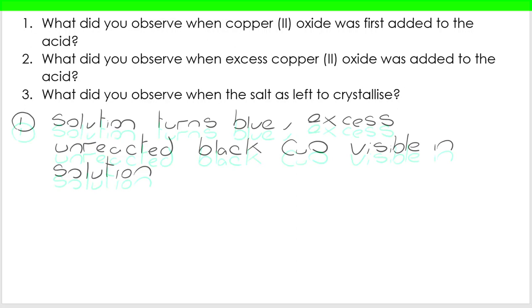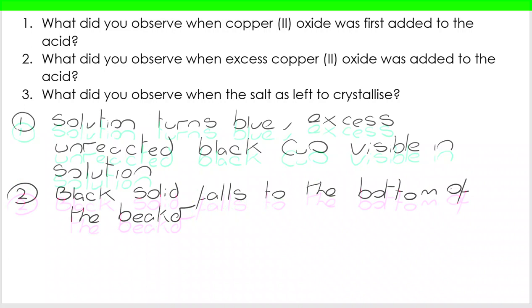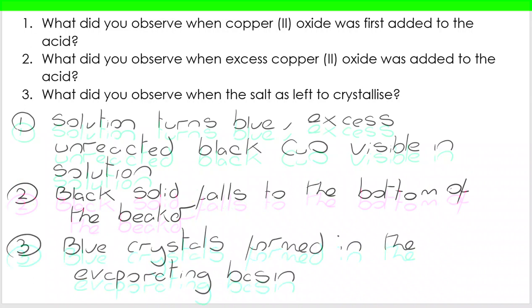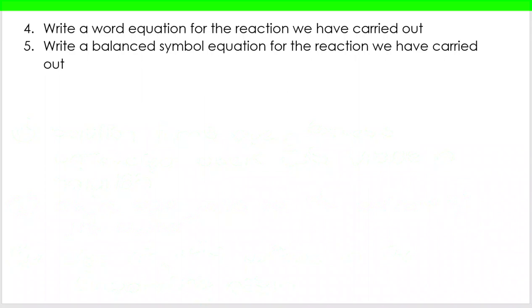What did we observe when the excess copper 2 oxide was added? So until we'd added more than was needed for all of the acid to react. Well, at that point, the black solid will start to fall and settle at the bottom of the beaker. It remains as a residue because it can only react if there is acid there to react with. And what did we observe when the salt was left to crystallise? Well, the blue solution is gently heated and we're left with blue crystals forming in the evaporating basin. The blue crystals are the copper sulfate crystals that we would expect to see here. Couple more questions.